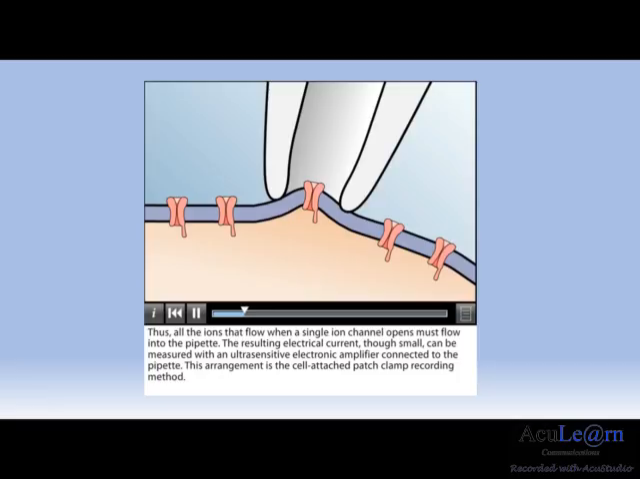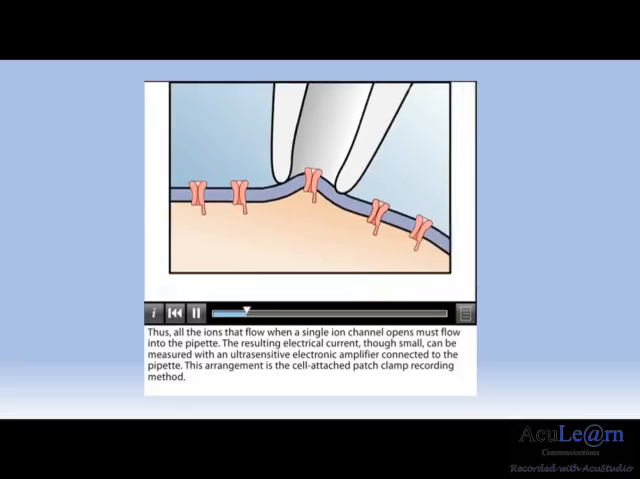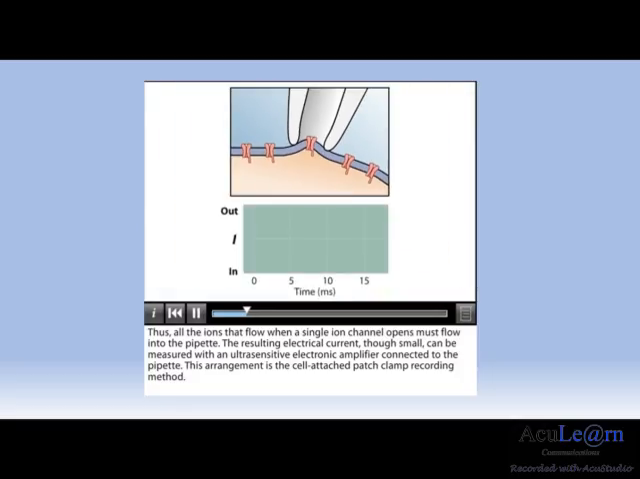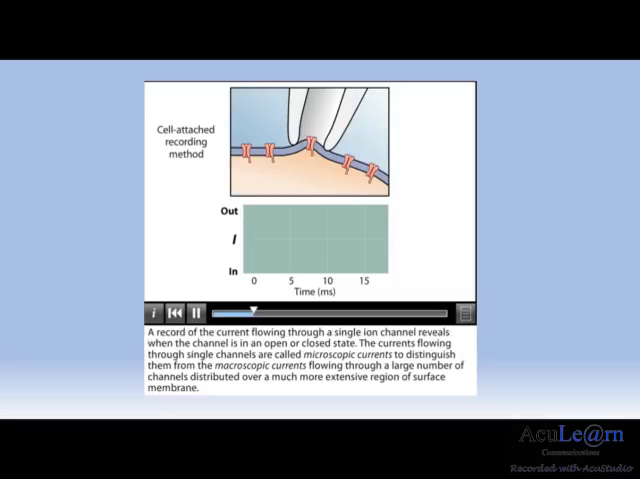The resulting electrical current, though small, can be measured with an ultra-sensitive electronic amplifier connected to the pipette. This arrangement is the cell-attached patch clamp recording method. A record of the current flowing through a single ion channel reveals when the channel is in an open or closed state.